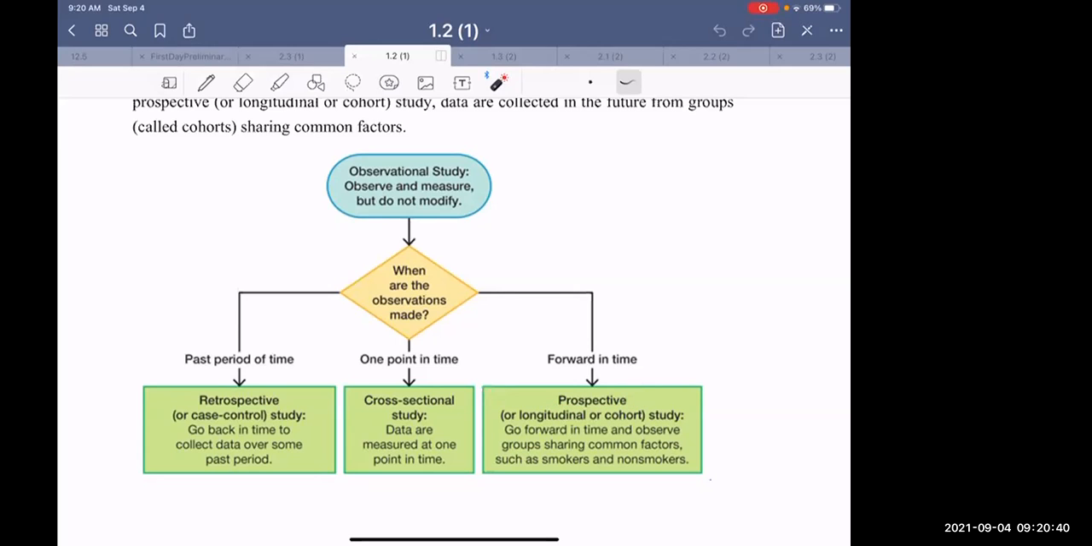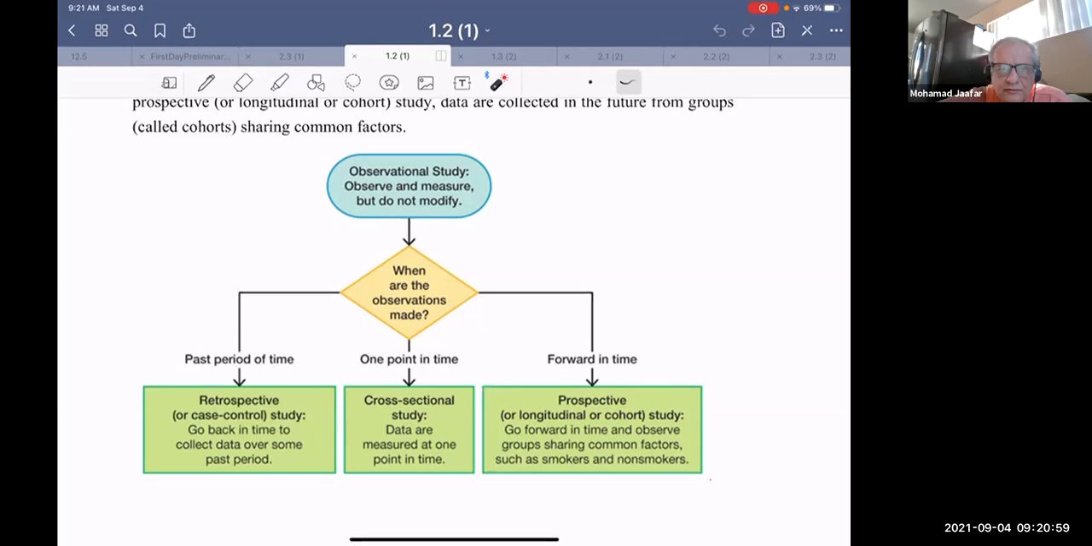To figure out which one is which, you look at when the observations are made. If they're made forward in time, it is prospective. If they're made at one particular point in time, cross-sectional. If they're made in the past, retrospective. Okay, got it. Thank you.